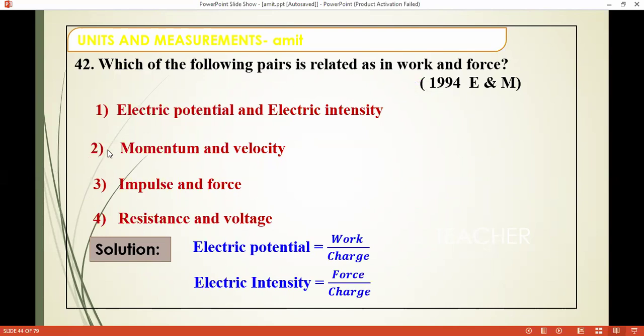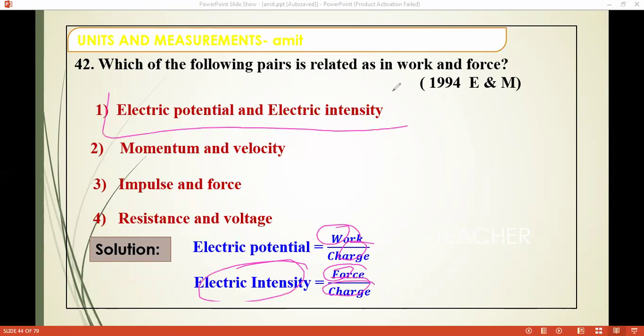Basically, what you talk about is electric potential. Okay, so electric potential equals electric work divided by charge. We talk about electric intensity, that is force divided by charge. So, electric potential and electric intensity, to check it. So, this is what you look at: the point is related as in work and the force. So, here you are talking about electric potential, work, and electric force.